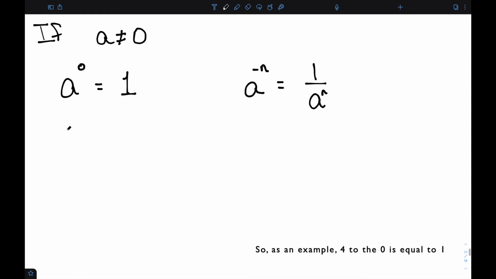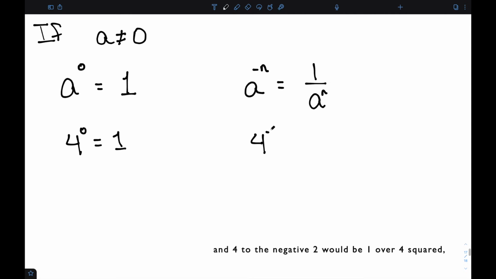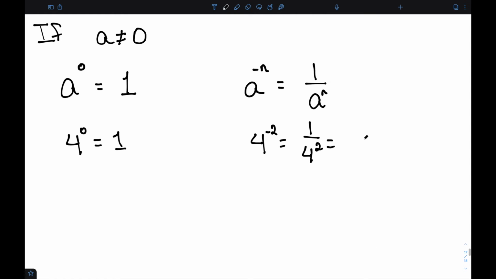So as an example, 4 to the 0 is equal to 1, and 4 to the negative 2 would be 1 over 4 squared, or 1 over 16.